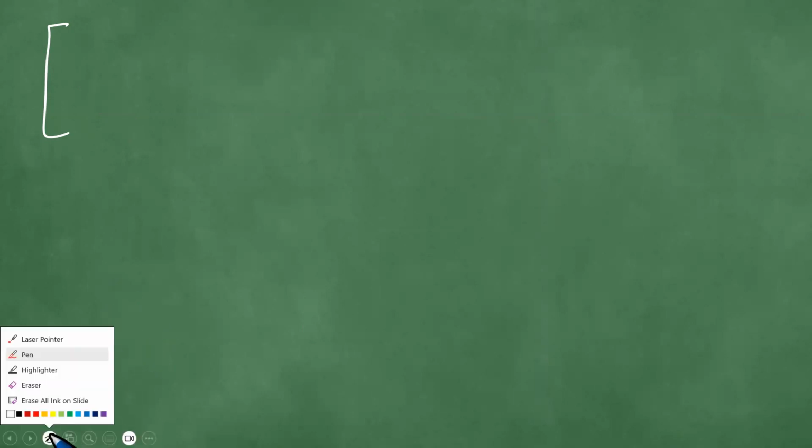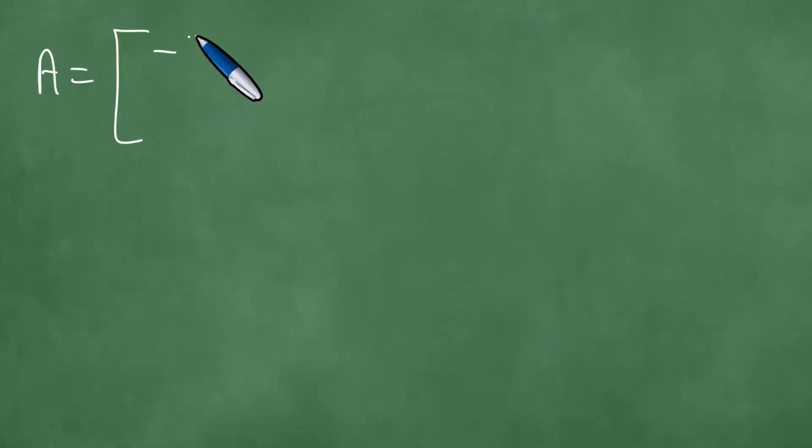So obviously, I want us to remember something first for this to make sense. Let's remember the matrix A that we started with. We remember that the matrix A is this one.